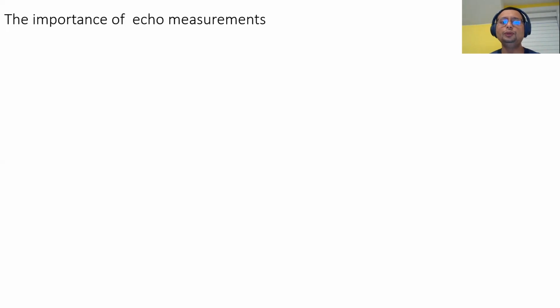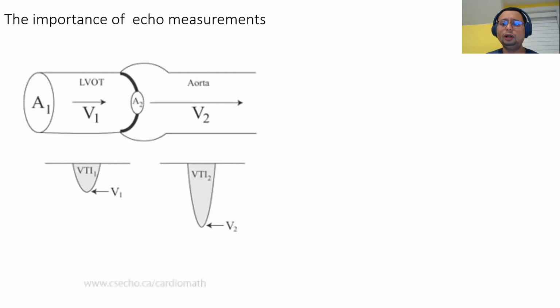Now we're going to go into the importance of echo measurement. What is the importance of echo measurement? We know that whatever goes into the aortic valve is the same that goes out. So the stroke volume going into the aortic valve is the same as the stroke volume going out the aortic valve. That is our continuity equation. Pi r squared times LVOT VTI is equal to effective orifice area times aortic valve VTI. So whatever goes in must come out.